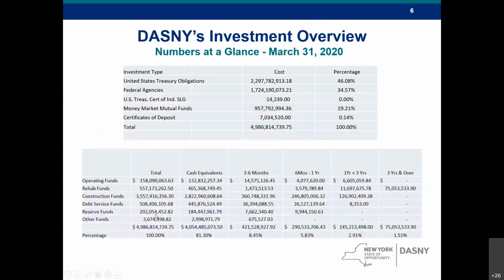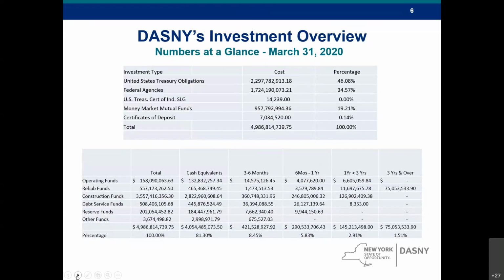Numbers at a glance. Here are a few charts as of March 31, 2020 that can give you an idea of the current makeup of our portfolio. The top chart will give you an idea of the types of assets we currently hold in our portfolio and the total cost in each category. The chart at the bottom gives you the same information, but broken out by fund groups and their maturity distribution. The ability to produce these types of charts for portfolio analysis and presentation is key.